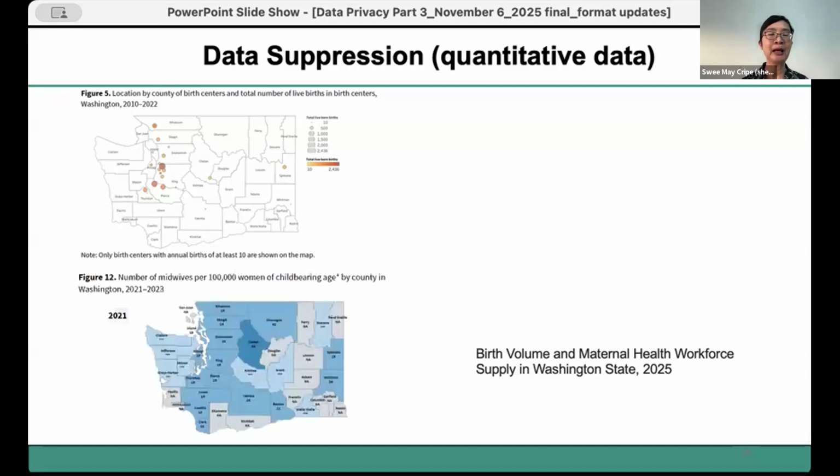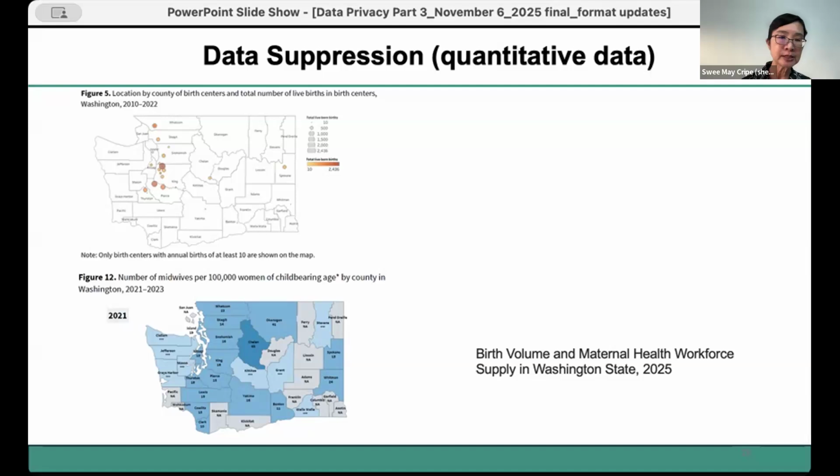Here's an example. The second example is the workforce, number of midwives per 100,000 women of childbearing age. Here is the number of midwives by county, and the gray shaded counties are counties without any midwives in 2021.